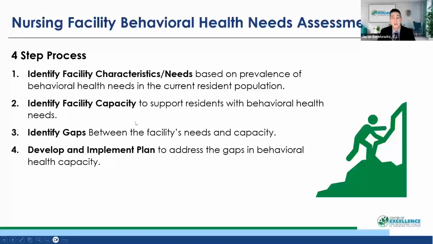And so in step 3, we're going to take a look back at steps 1 and 2. We're going to take a look at our identified needs. What do our residents need? Versus what's our facility capacity? What are we able to do? And then we're going to identify any gaps, and that'll tell us where we can focus our efforts, where we have an opportunity to improve our quality of care.